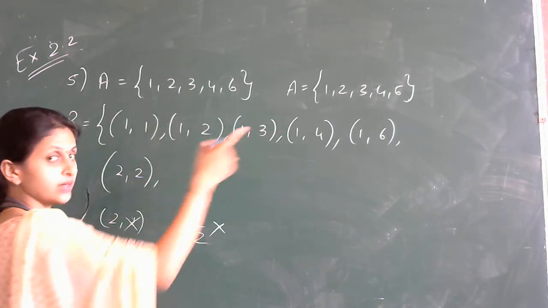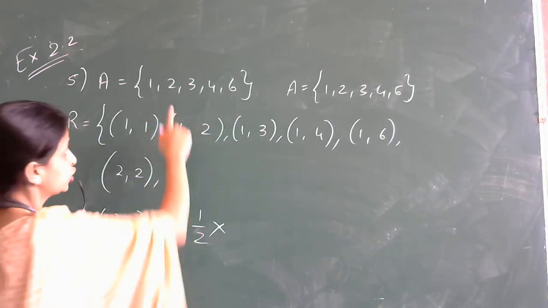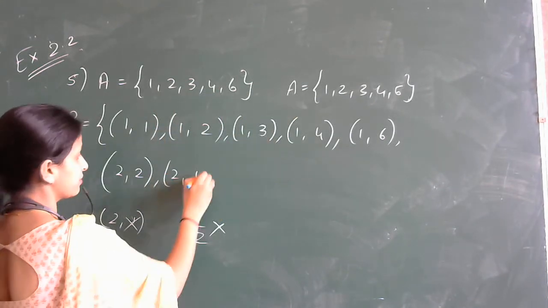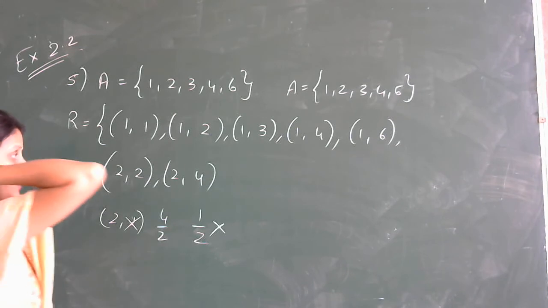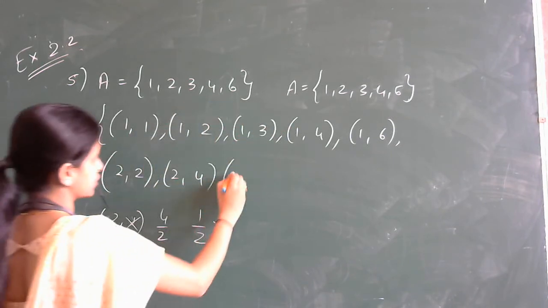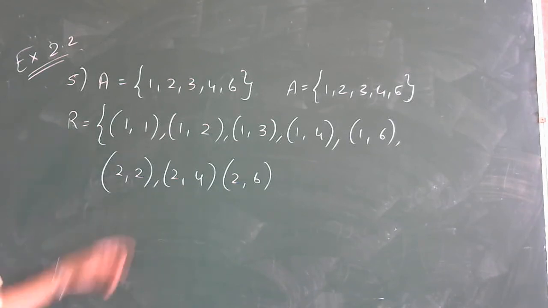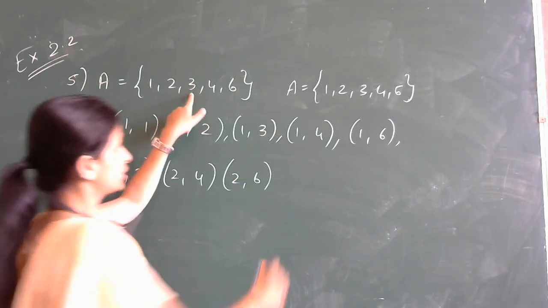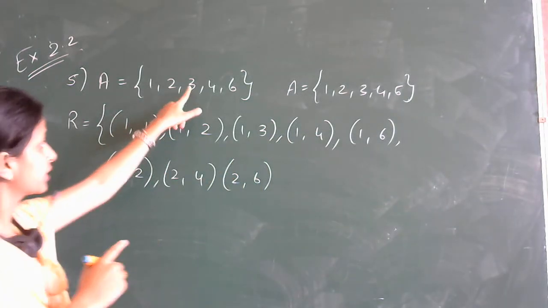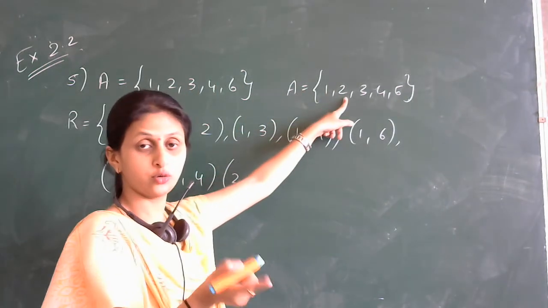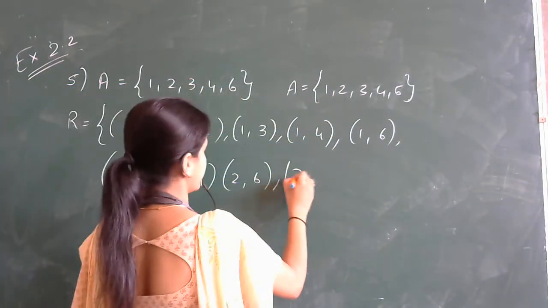2, 3. Again it is not divisible, students, because 3 is not divisible by 2. 2, 4. Yes, it is divisible because 4 is divisible by 2. Next, 2, 6. That is also divisible, because 6 is divisible by 2. Next, let us take 3. 3, 1. No, it is not divisible because 1 is not divisible by 3. 3, 2. We will not include because 2 is not divisible by 3. 3, 3. Yes, we will include.